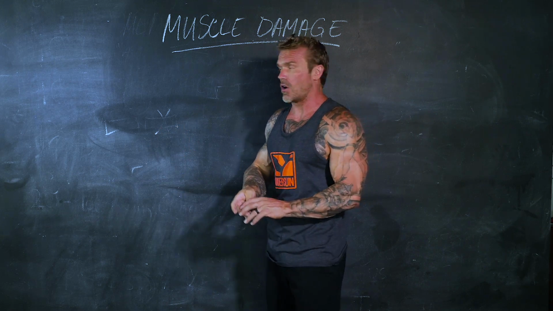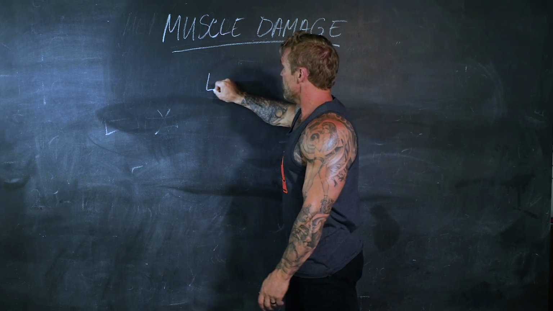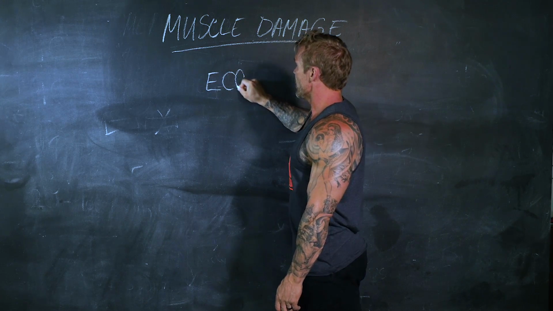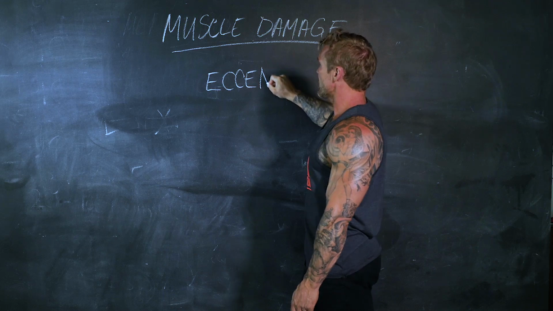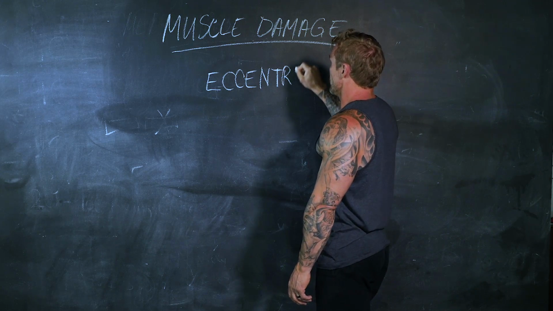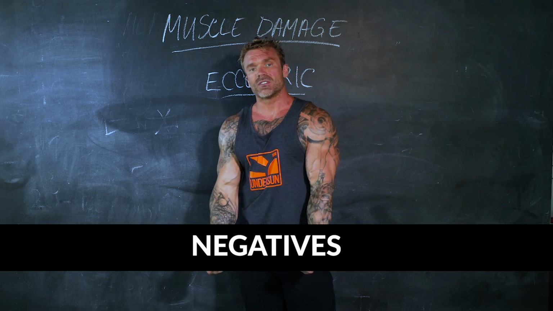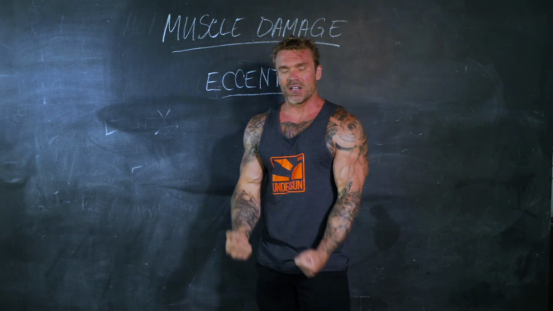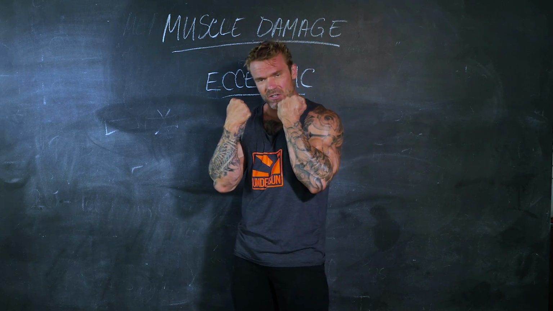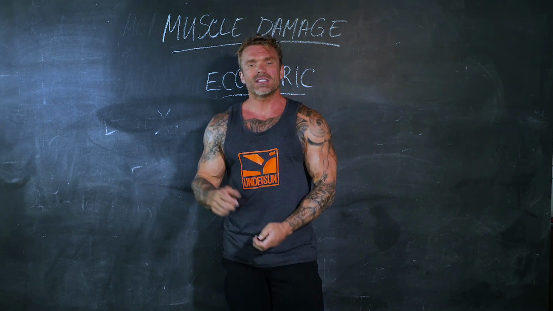So when it comes to muscle damage, how do we stimulate muscle damage? What is one of the tools in our arsenal? Well, the best one that we have is eccentric training. So what does that mean? That means negatives. You see people going in there and they've got a spotter, someone helping them up on the concentric, and then they do the eccentric portion of it. So why is that so beneficial?